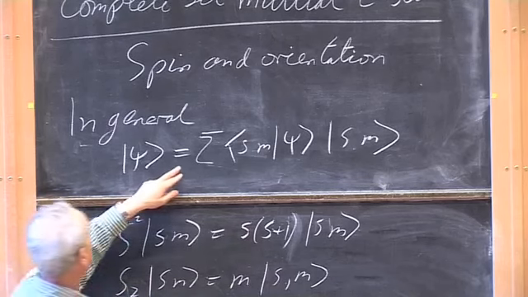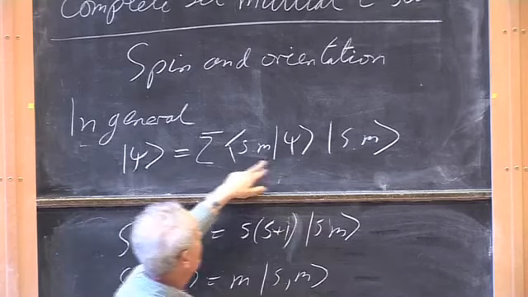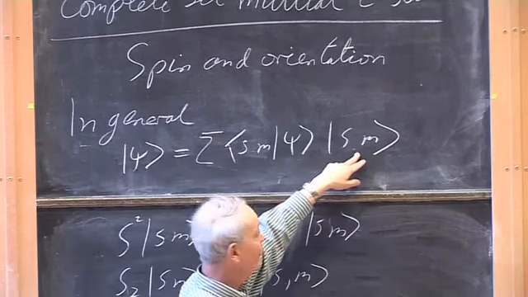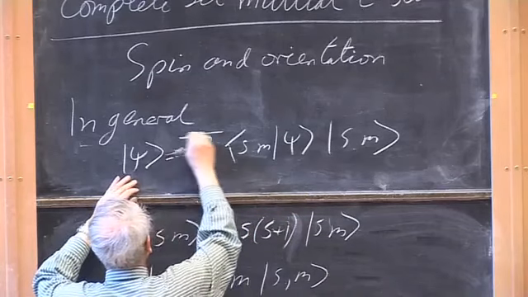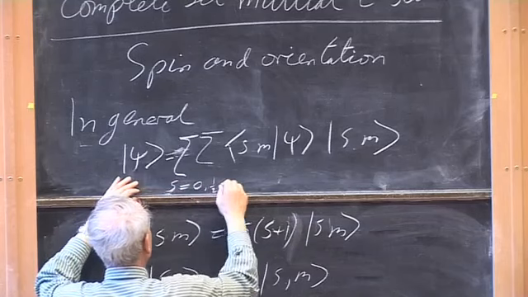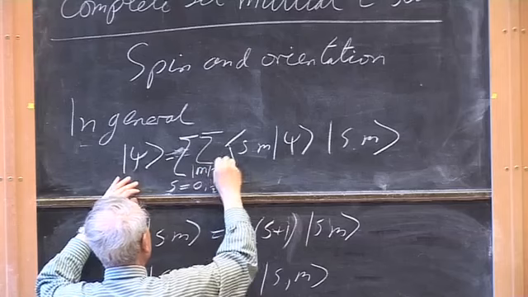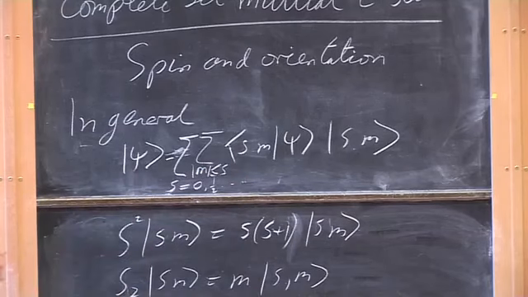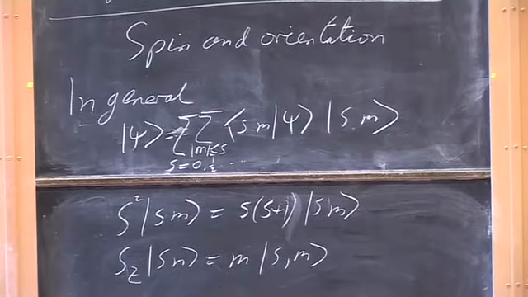And there should be a complete set of these mutual eigenstates of these operators, so I should be able to expand any state as a linear combination of these states. And what are we going to have to sum over? We're going to have to sum over s equal to 0, a half, and so on, and we're going to have to sum over m in modulus less than or equal to s. This should be a generally valid statement.